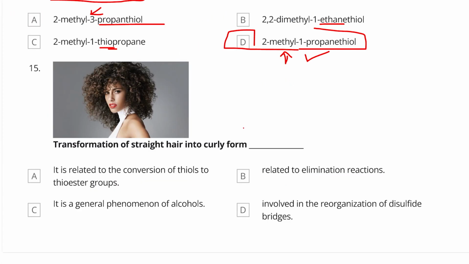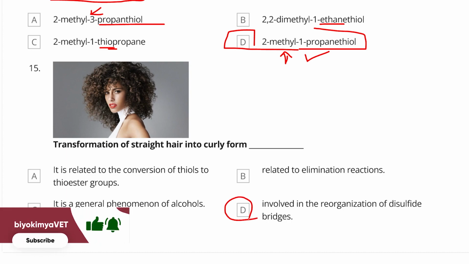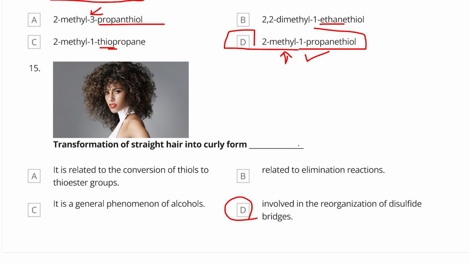Transformation of straight hair into curly form. It is related to the conversion of thiols to thioether groups, related to elimination reactions. It's a general phenomenon of alcohols involved in the reorganization of the sulfate bridge. And yes, this is the answer. Involved in the reorganization of the sulfide bridge.